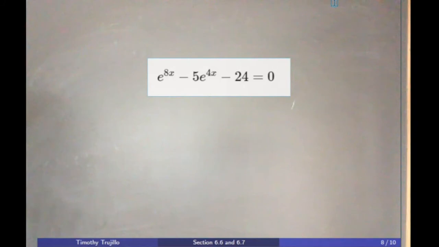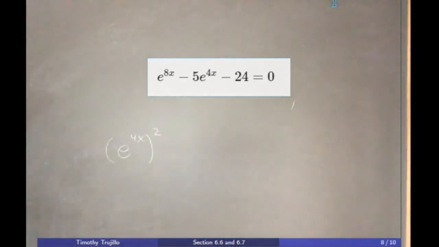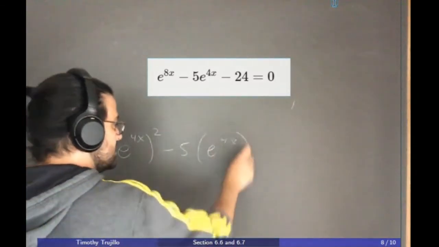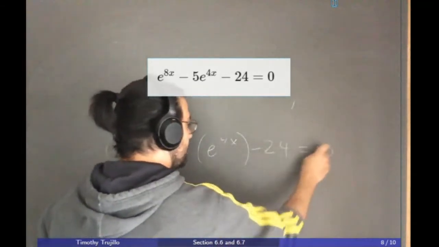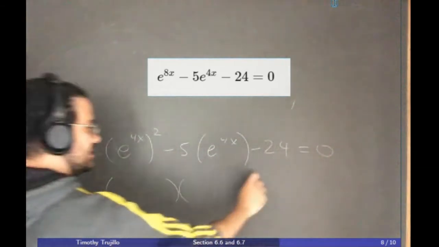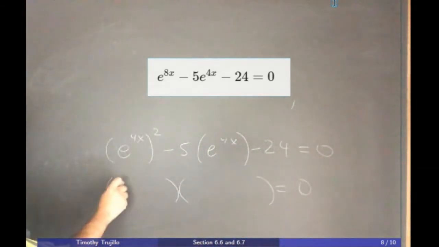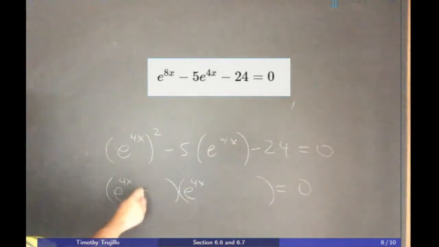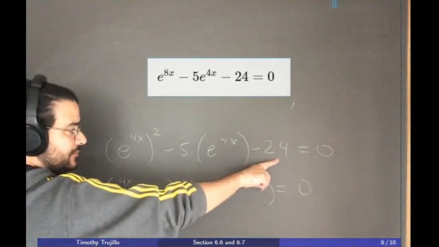So it turns out this is a quadratic, and it's e to the 4x squared for that first term, right? E to the 8x is e to the 4x squared, and then this is minus 5 times e to the 4x, and then minus 24. And so it turns out you can factor this thing and set the factors equal to 0. So here, this would be an e to the 4x, and this would also be an e to the 4x. One of these would be positive, and one of them would be negative, because this is a negative 24.